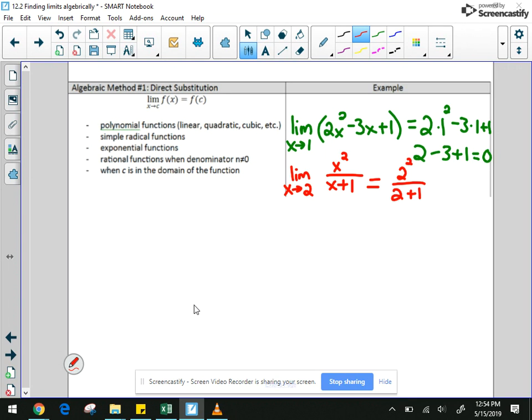speed this sucker up. If you plug those values into this limit, directly substitute the 2 in, we get a value for the limit of 4/3.